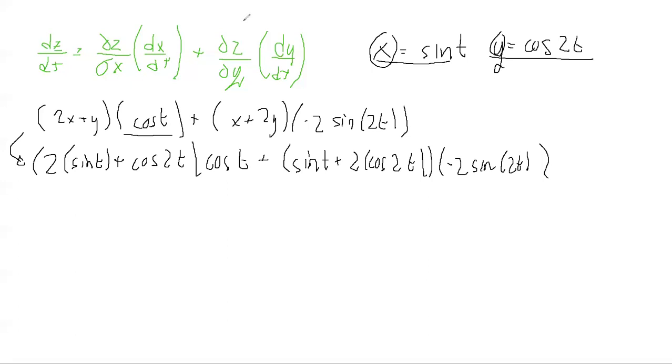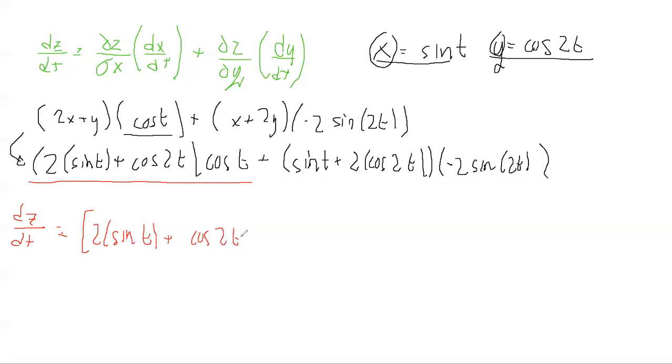So this side is good. This right side is basically good. It looks exactly like what's written in Dr. Noring's writing. This right side, however, let me just quickly write the final answer. So dz/dt will equal 2 sine of t plus cosine of 2t, okay, times cosine of t. So that's your left value.